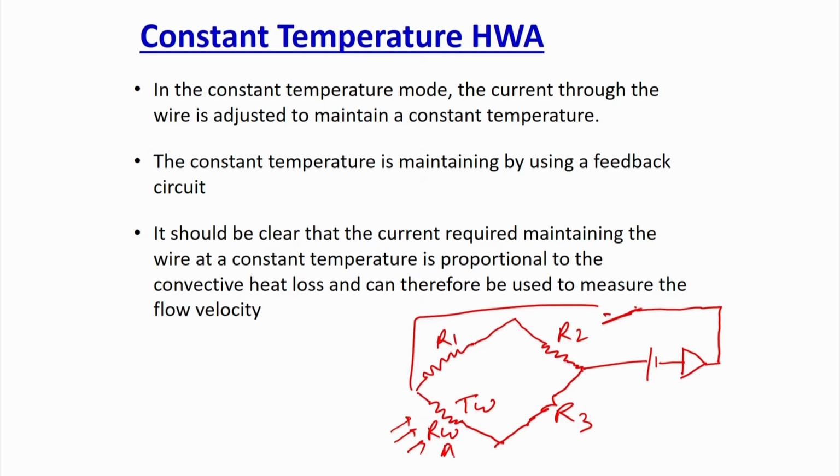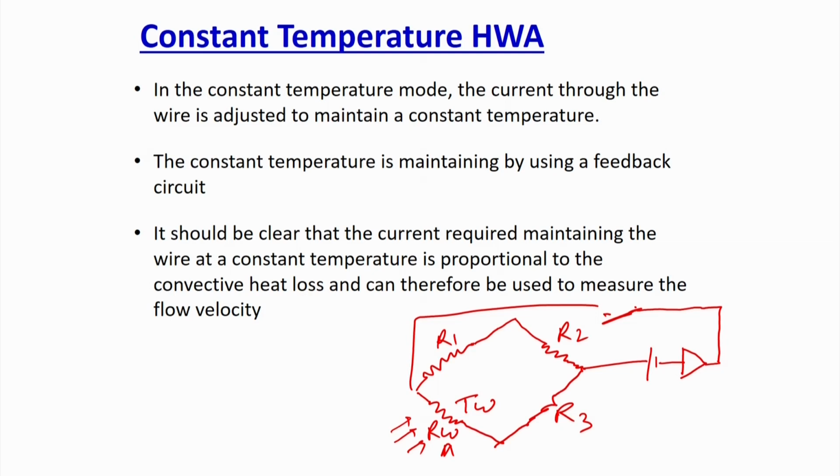Now, the moment RW changes, the ratio of the resistance will change, and you need to supply the extra current to maintain the same temperature. How? If you want to maintain the same temperature, the same current should be supplied in this leg. If the current is the same, the overall temperature will also be the same. Now it has cooled down and the resistance has reduced, so you have to increase the current so that the power to this wire remains the same.